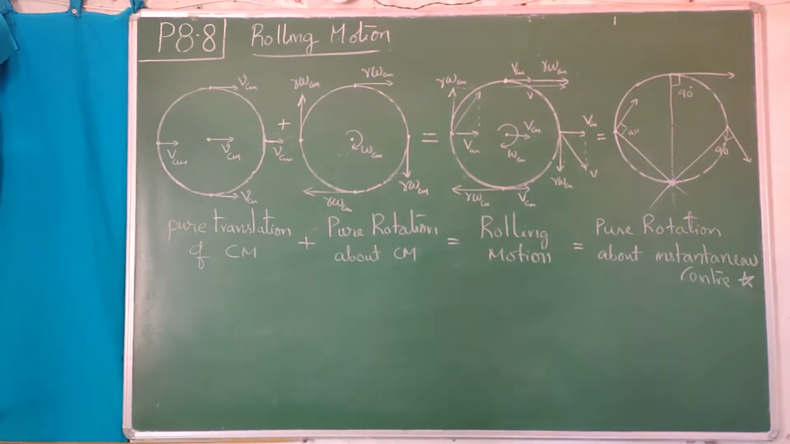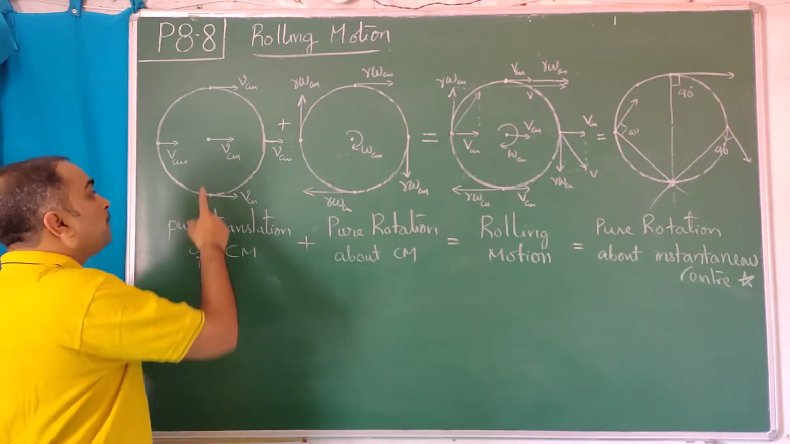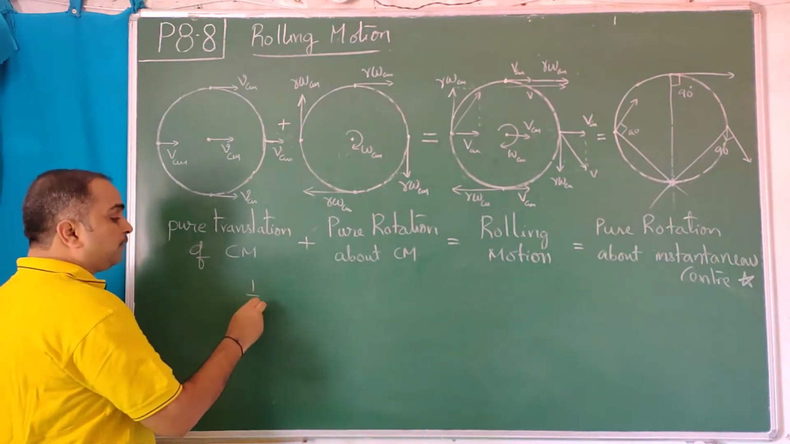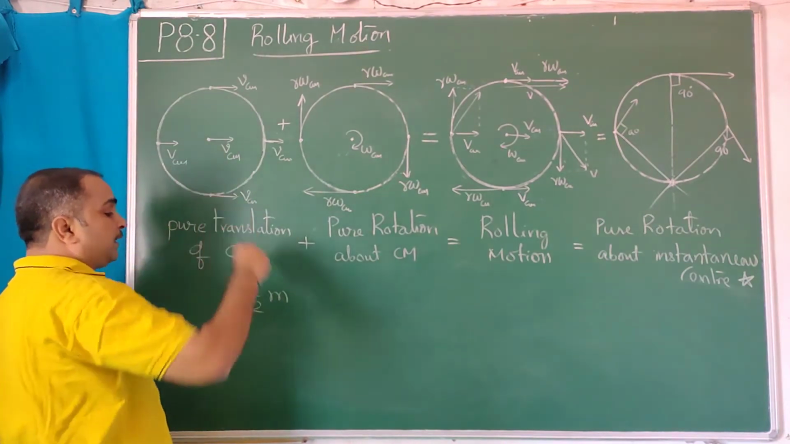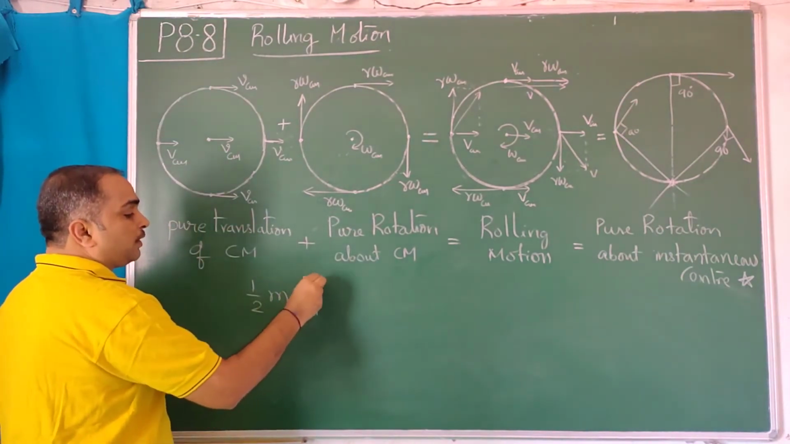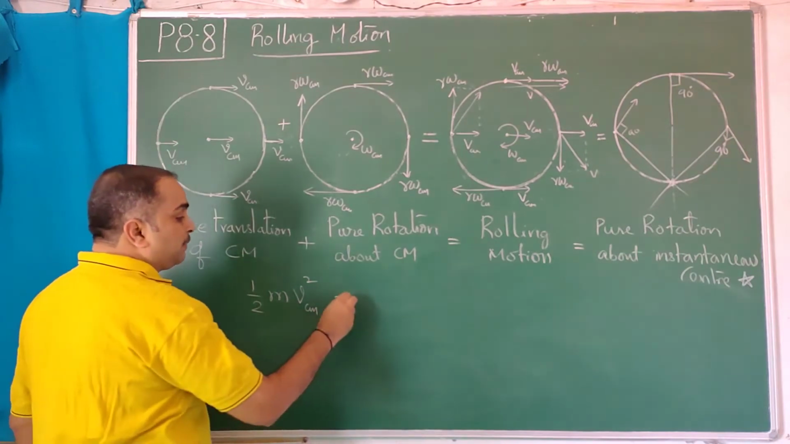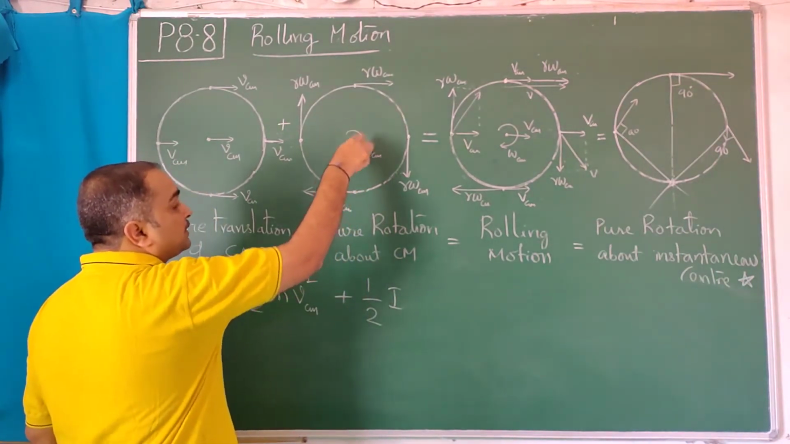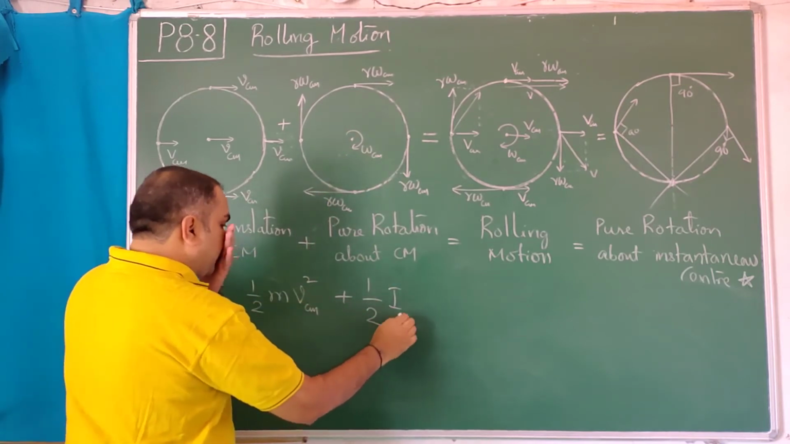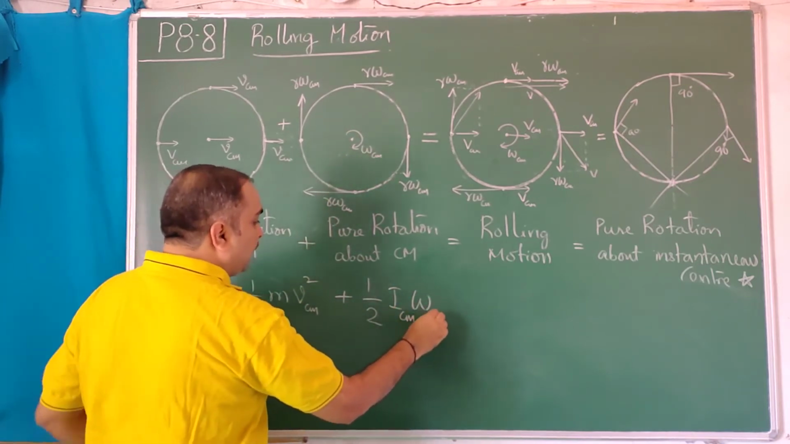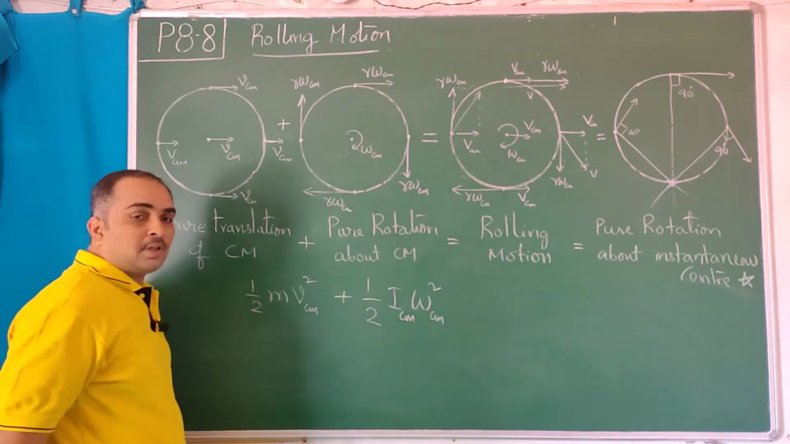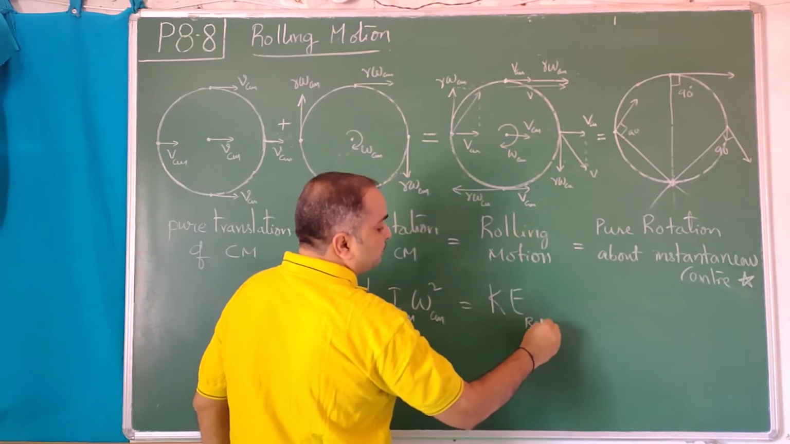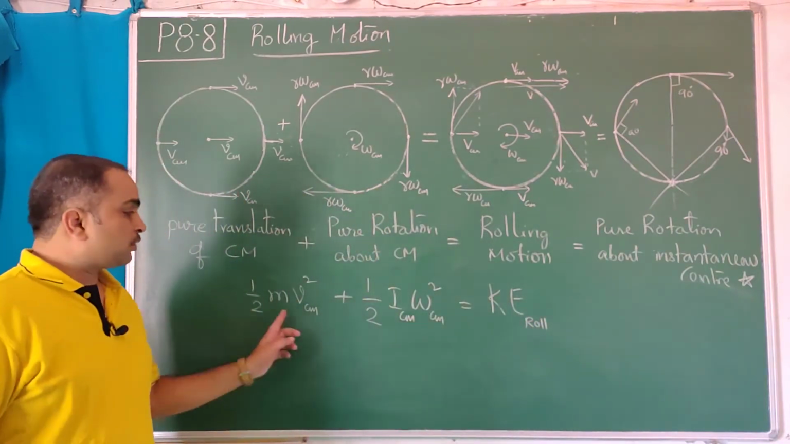We will continue further, a little more mathematics. So in pure translation, all parts have velocity only. So I write half the mass of the whole body times VCM square, the translational kinetic energy, plus half the moment of inertia of this body about this axis, ICM, omega about center of mass square. This is equal to the kinetic energy of rolling. So the sum of these two.